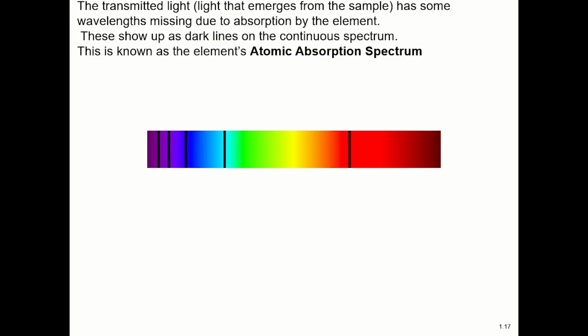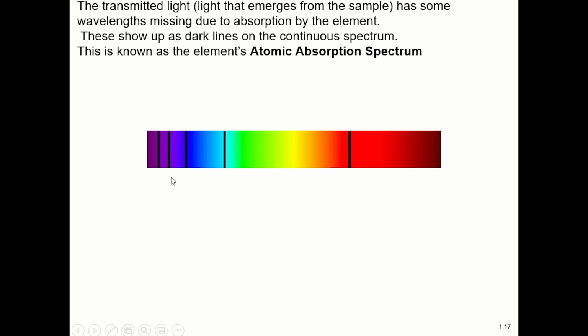Having a look at an example of that on the next slide, it says transmitted light, so light that emerges from the sample, has some wavelengths missing due to the absorption by the element. So here is my coloured background. So there's my purple through to red. And here, these black bands are where I'm missing wavelengths.